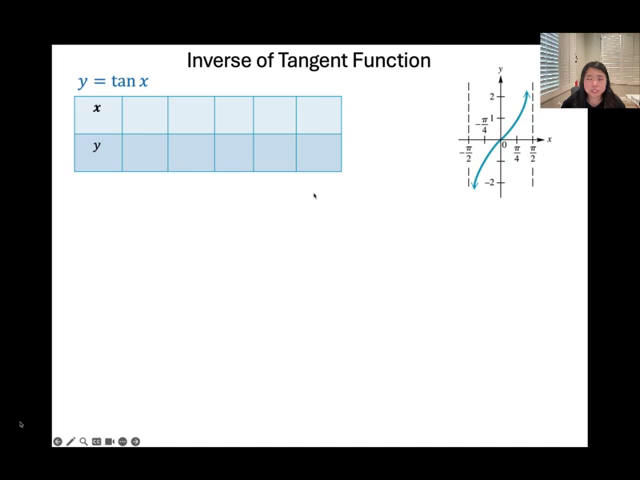Okay, now we're going to fill in this table. Since negative pi over 2 is the vertical asymptote, we don't want to include it in this table. So we're going to start with negative pi over 4, and then we may take one more point. I would choose something here, which is negative pi over 6, because this is a special angle. And then we will have 0, and then pi over 6 again, and then pi over 4. Okay, try to fill in this table.